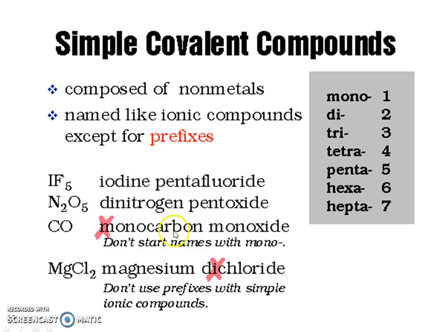CO would be carbon monoxide. There's no mono in the first part, okay? So a covalent compound never starts with mono. We want to remember that. And, ooh, look down here. They're trying to trick you here, but magnesium is a metal. So this is actually an ionic compound, so it would just be magnesium chloride. And this is where you need to make sure you're not getting confused between an ionic compound starting with a metal and a covalent compound starting with a nonmetal.